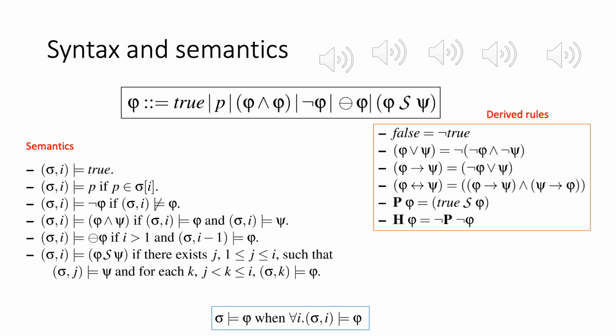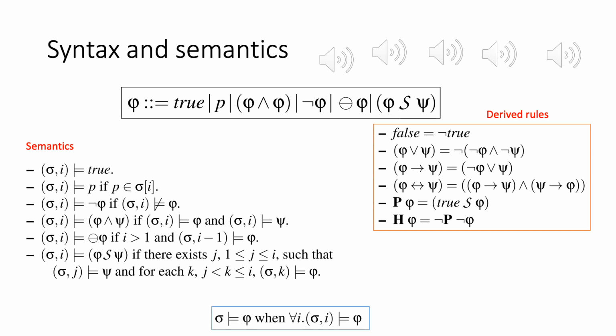A formula in the core form is either constant true, a proposition, the conjunction of two formulas, the negation of a formula, the previous state formula stating that the argument formula holds in the previous state, and the since formula stating that the formula psi, the right argument, must hold in the past, and since then phi, the left argument, must hold. This is reflected in the semantics that you see in the lower left corner. The definitions are standard and define when a trace sigma in a position i satisfies a formula. We explain the last two.